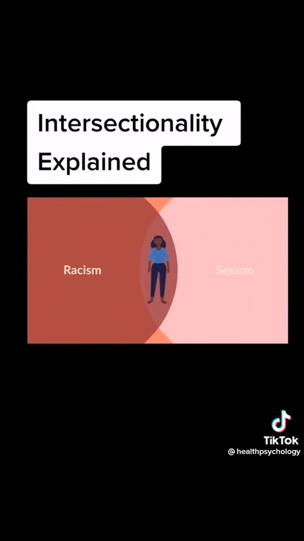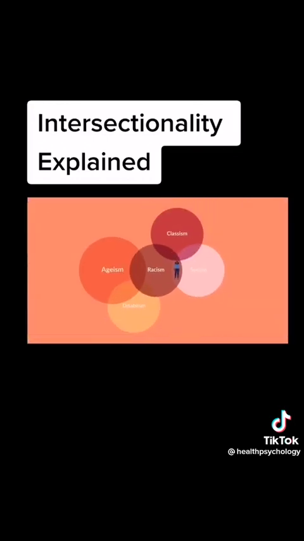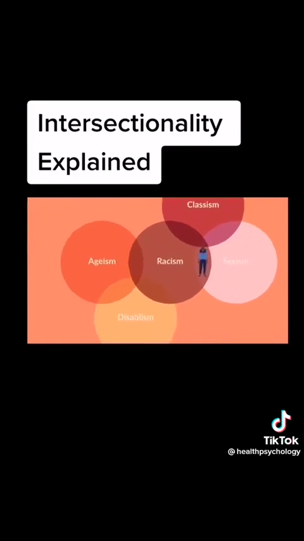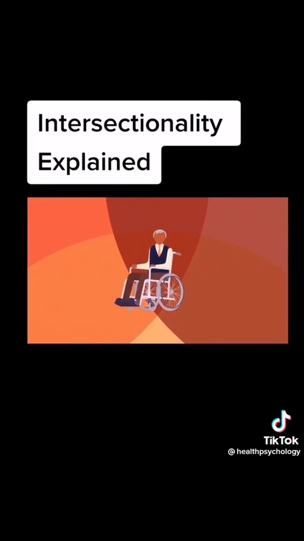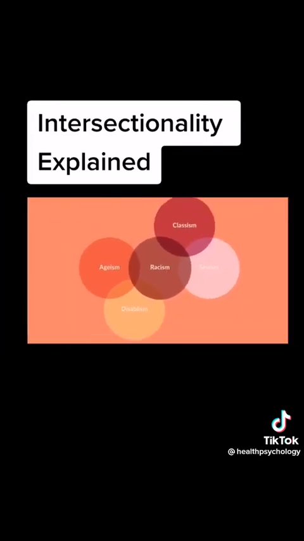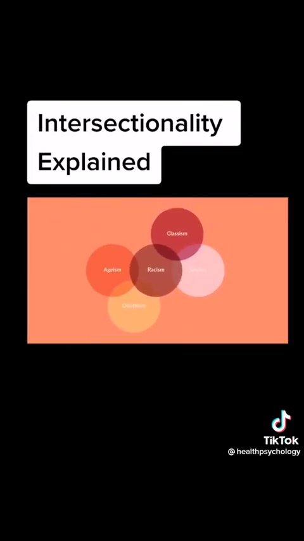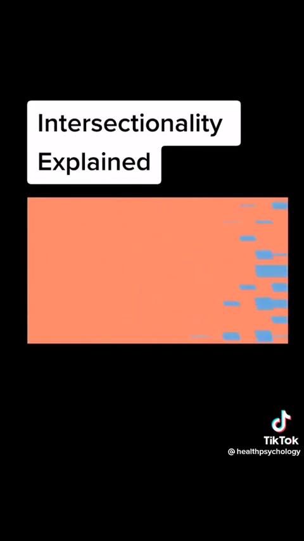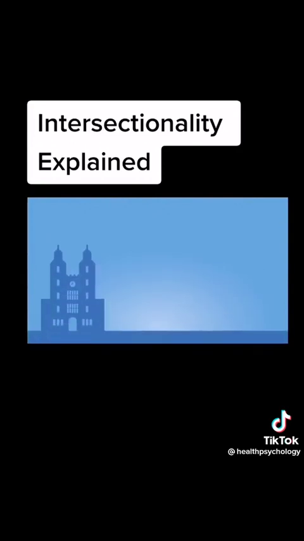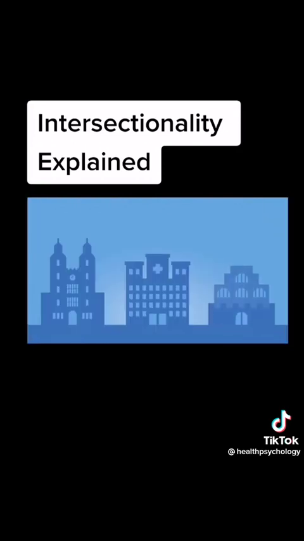This could be extended to other types of isms, such as ageism, disableism, and classism. Together, these different types of discrimination result in varying forms of advantage and disadvantage, which can lead to differences in health. To understand why discrimination is important for health, it's useful to think of the role of social institutions such as schools, hospitals, or the legal system.